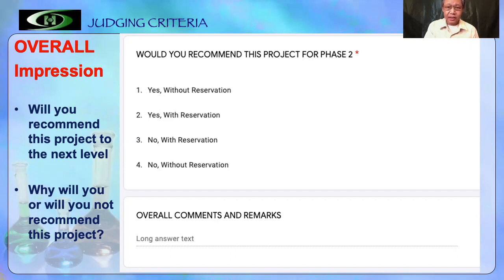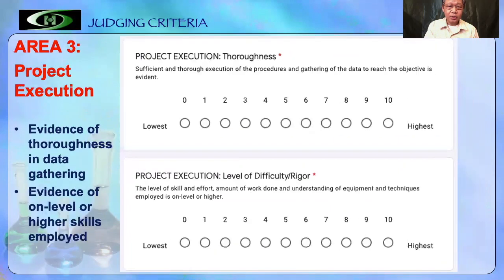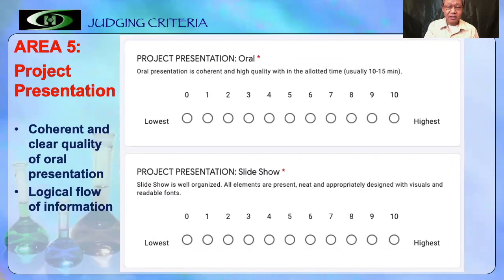Now, I might add that in each area 1, 2, 3, 4, and 5, there is a space for comment. That is where we are highly encouraging you to give comments on the project that you're rating, because this is what's going to be passed on to the students without identifiers, just the comments, for them to have a better understanding of how they did with their project overall.